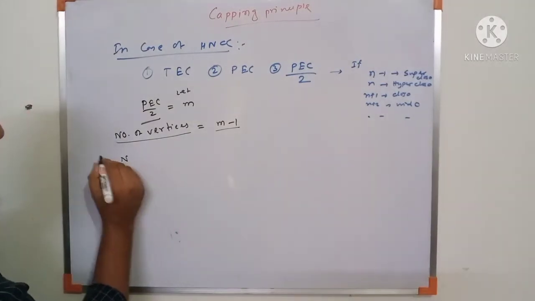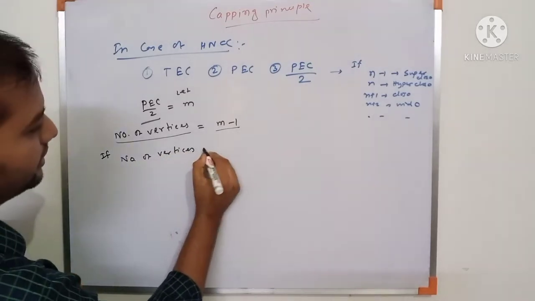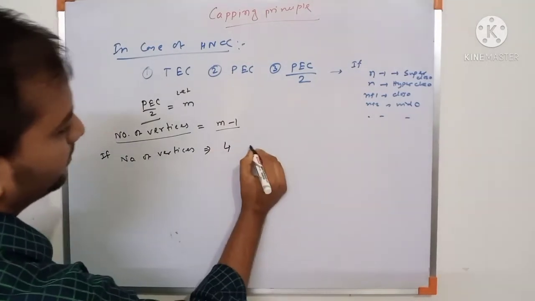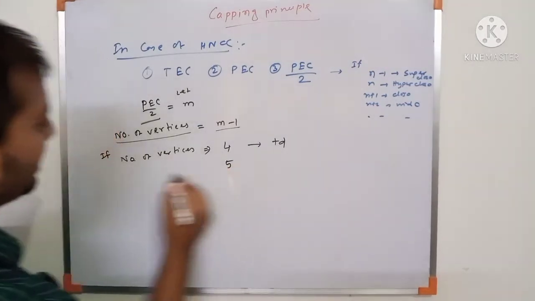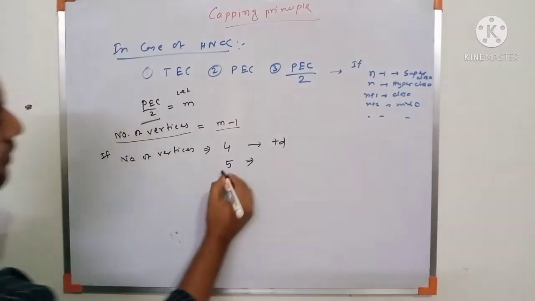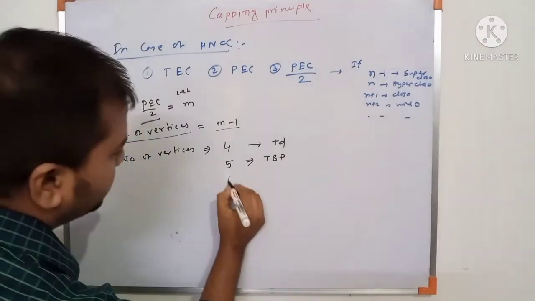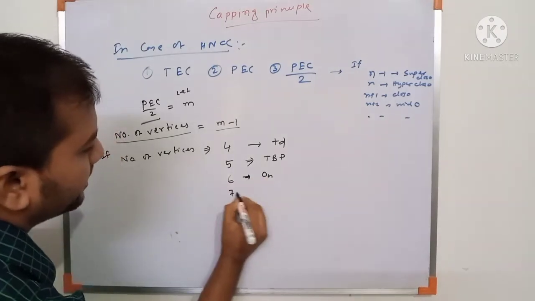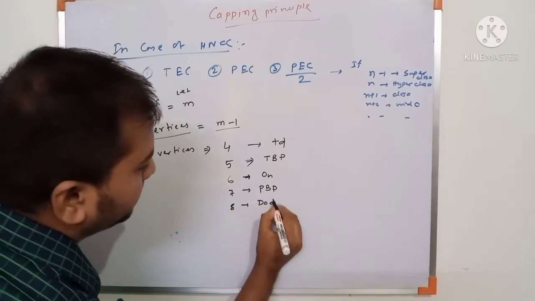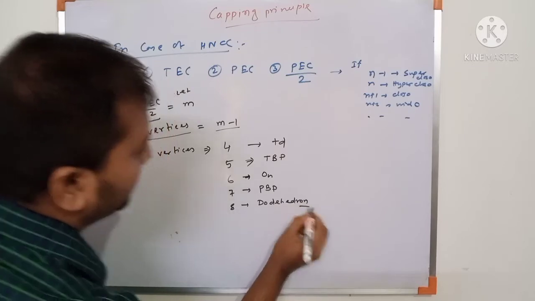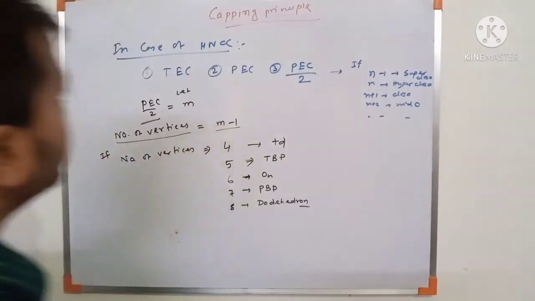So if the number of vertices equals 4, it forms the tetrahedral geometry. If the number of vertices is 5, it forms TBP, trigonal bipyramidal; 6 forms octahedral; 7 forms pentagonal bipyramidal; and 8 dodecahedron, and so on. Next, I will discuss the capping principle.